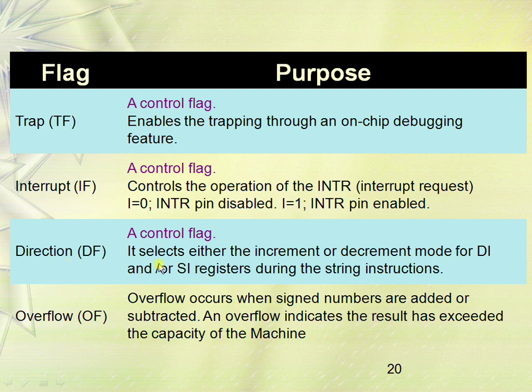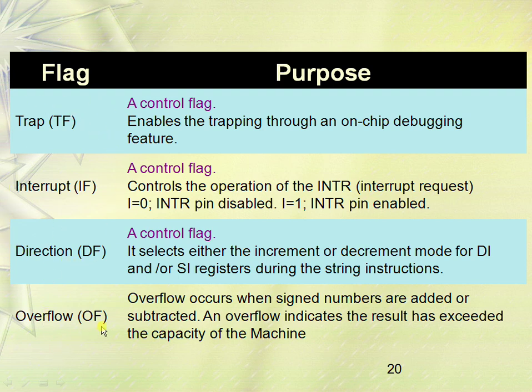If this particular bit is 0, then it will be in auto increment mode. If this is 1, then it will be in auto decrement mode, and these modes are used in case of string operations. When we are carrying out some operations with strings, then this direction flag will be used. Now the trap flag, interrupt flag, as well as direction flag are considered the control flags, and they can be programmed by the user.